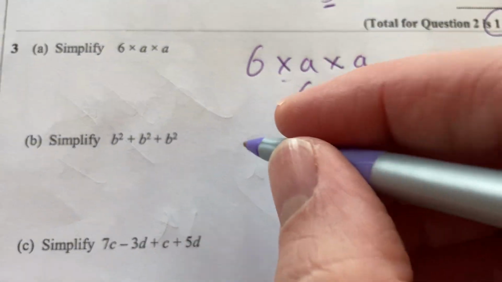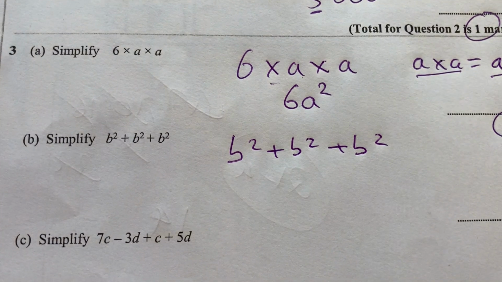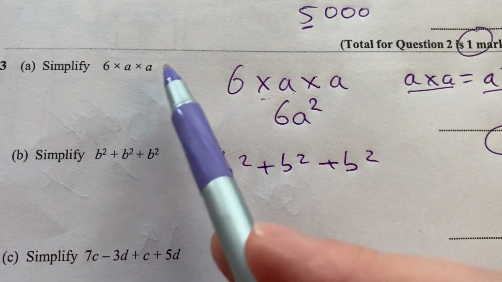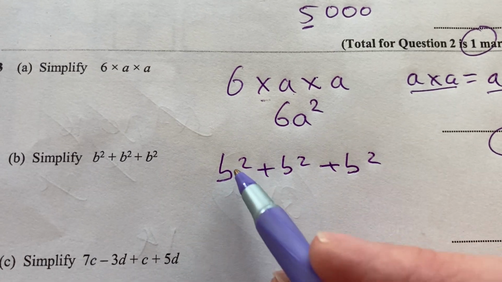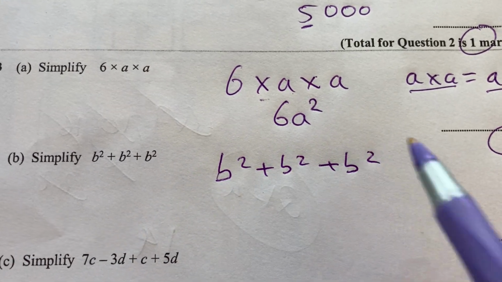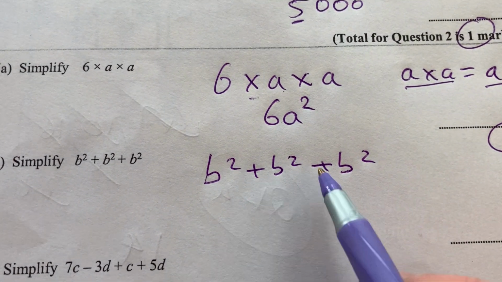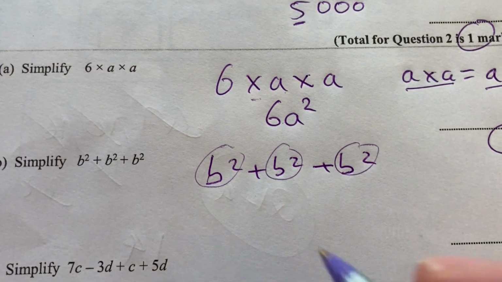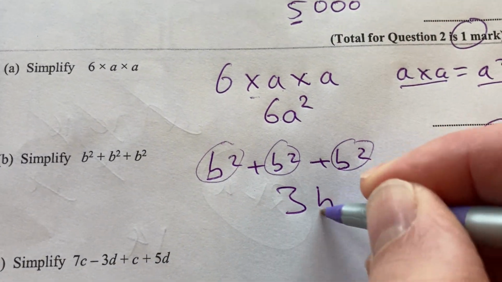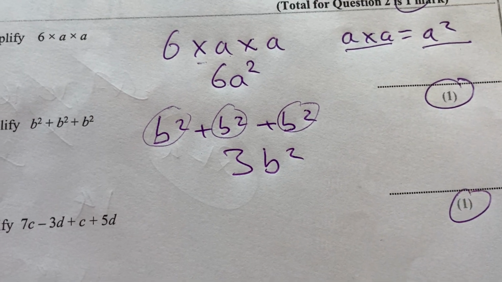Then we've got to simplify b squared plus b squared plus b squared. So what they're trying to do here is test whether you understand the difference between multiplying algebra terms and adding them. And they've really thrown in a bit of a challenge here with the squared terms. Some people then think, oh, I need to add indices. We only do that if you're multiplying. Just imagine that is something, anything, a different letter. How many are there? There are 3 of them. 3b squared. And that's worth another mark.